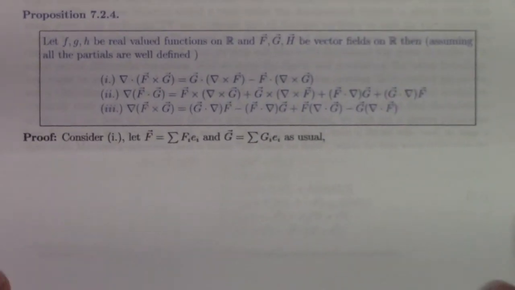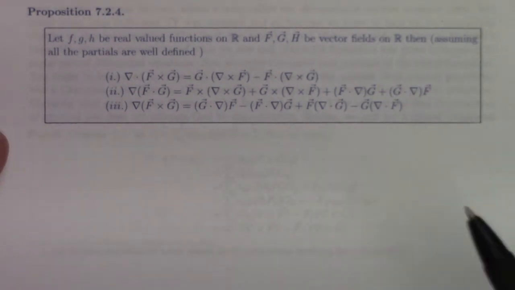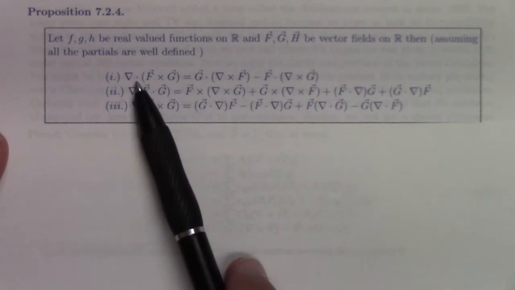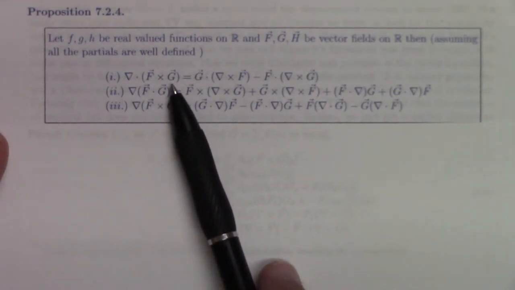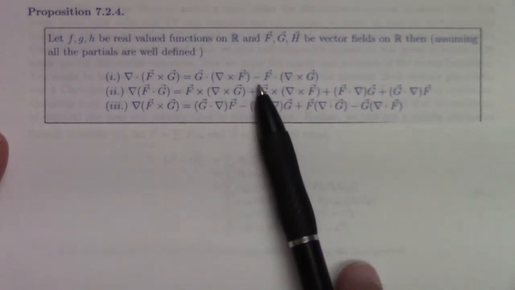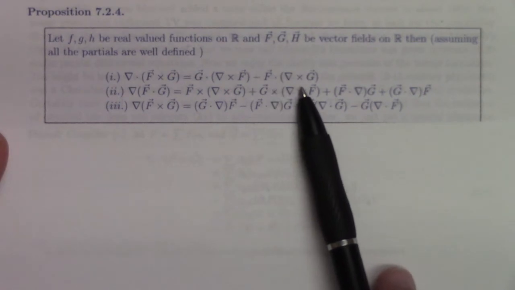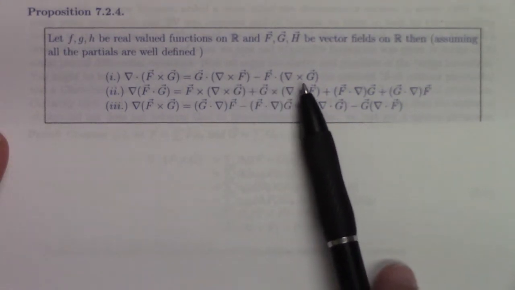Now here's a grown-up theorem. These are not easy. Oh look, I do have the divergence of a cross product of two vector fields. It's the dot product of G with the curl of F minus, interestingly, F dot the curl of the other vector field, right? So G dot the curl of F minus F dot the curl of G.